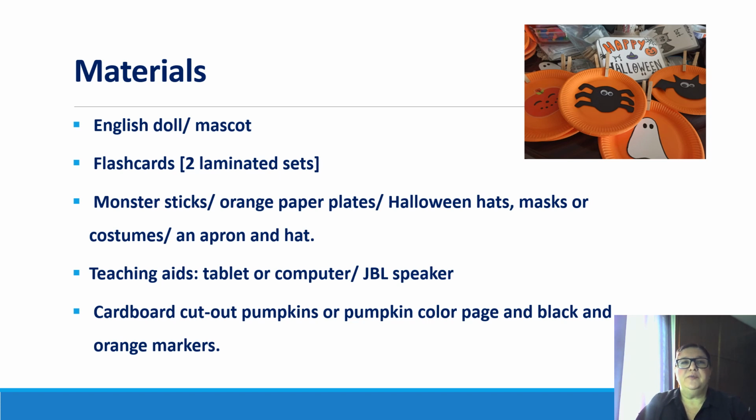The materials that will be needed would be, again, the English doll or mascot, flashcards, 2 laminated sets each, monster sticks, orange paper plates, Halloween hats, masks, or costumes, an apron and a hat. Teaching aids would be, again, a tablet or a computer and a JBL speaker, or you can just sing the songs yourselves, and cardboard cutout pumpkins or a pumpkin color page, and of course, black and orange markers.